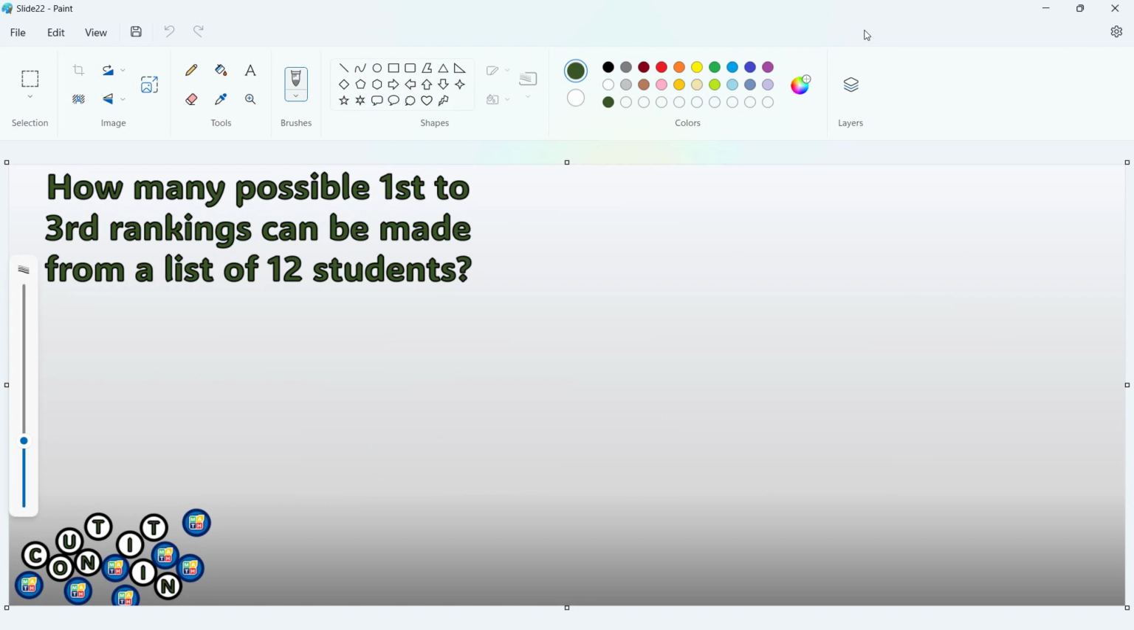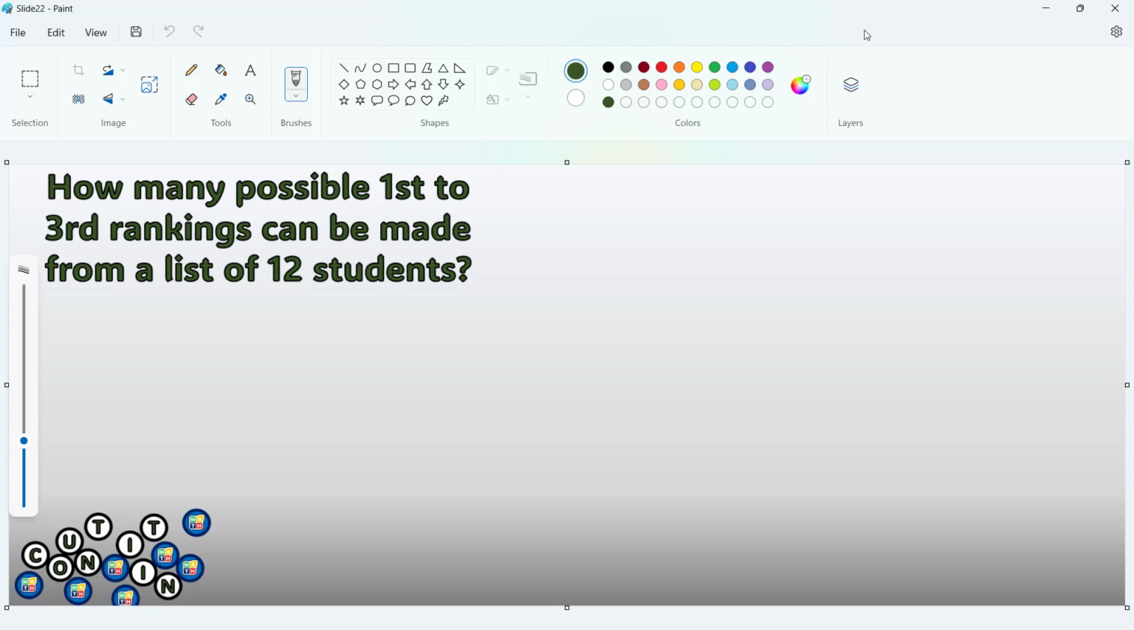How many possible first to third rankings can be made from a list of 12 students? So the problem here talks about the number of ways these 12 students can be placed on a ranking, specifically from first, second, and third.